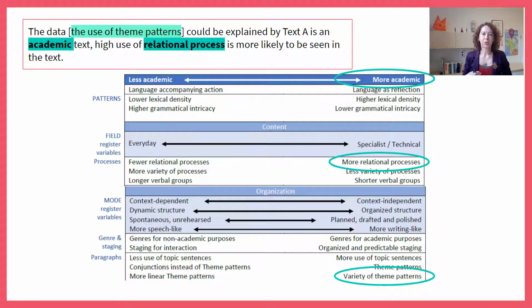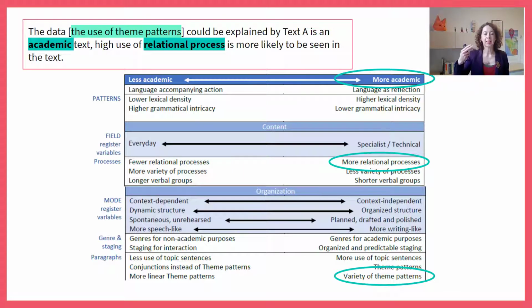And this is a good example of showing how the academic register framework is modular, but can also be holistic. Instead of having a segmental approach to the metafunctions, we can bring them together and see how they interrelate and connect. So the student in this sentence writes, "The data or the use of theme patterns could be explained by text A is an academic text. High use of relational process is more likely to be seen in the text."